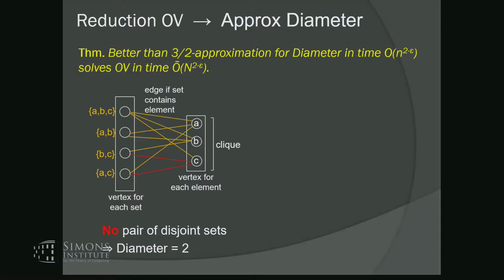Okay, and then you also need to consider other types of pairs of vertices. So for example, pairs of vertices in here, those all have edges between them. So those ones are also of distance at most 1. And then also one vertex in here and one vertex in here. Again, they have distance 2 because you can take an edge here and then take one of the clique edges. Okay, so this shows now that if you do not have a pair of disjoint sets, then the diameter is 2.